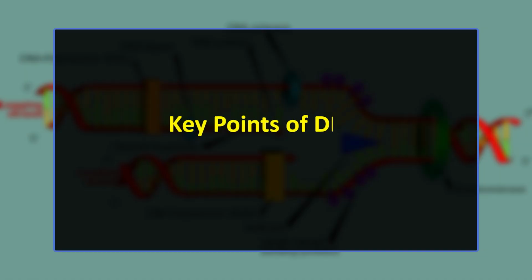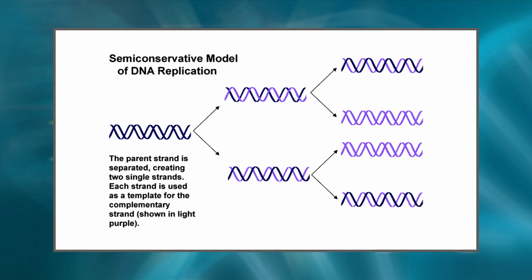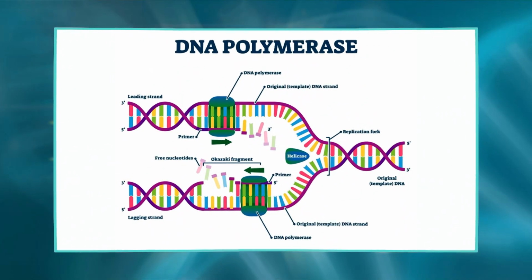Before going to the detailed process of DNA replication, let us discuss the key points of DNA replication. DNA replication is semi-conservative in nature. Each strand of the DNA double helix acts as a template for synthesis of a new complementary strand. New DNA strands are synthesized by special enzymes called DNA polymerases, which require a template and a primer, that is a starter, and synthesize DNA in the 5' to 3' direction.